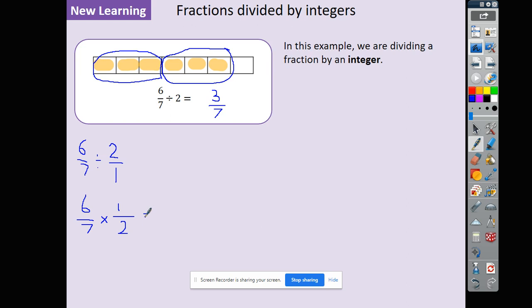And then you would have multiplied across the top. 6 multiplied by 1 gave you 6. Multiplied across the bottom, 7 multiplied by 2 gives you 14. Now you may be saying, well, hang on a minute, they're not the same. But remember, we can use equivalent fractions. So I know both of these are even numbers, so they can definitely be divided by 2. So 6 divided by 2 gives me 3. 14 divided by 2 gives me 7. And I end up with the same answer.